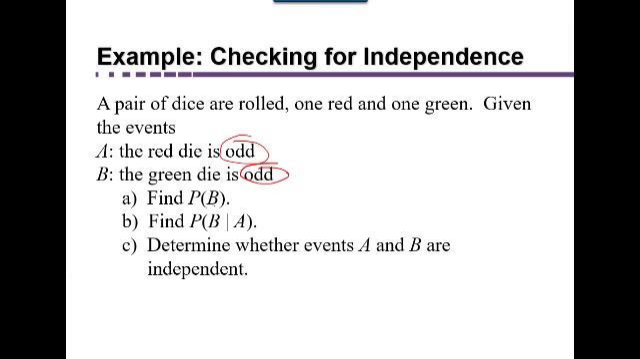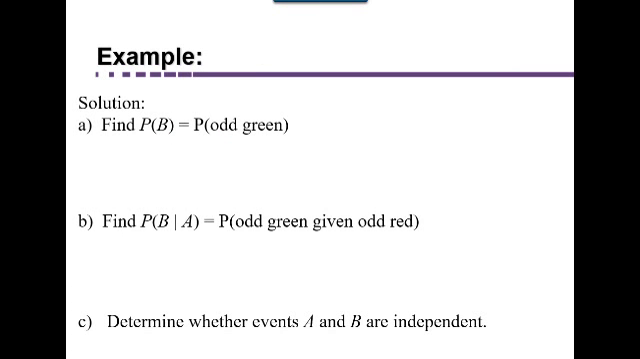Okay, so remember what we're analyzing here. The odds, right? So A is the event that the red die is odd, and B is the event that the green die is odd. So let's take this one step at a time. All right, so find the probability of an odd green.